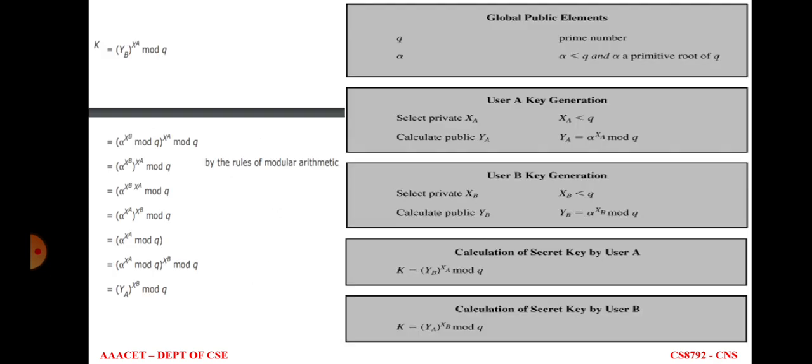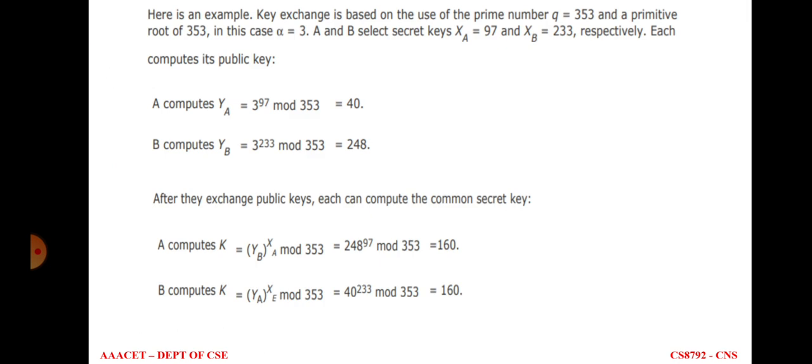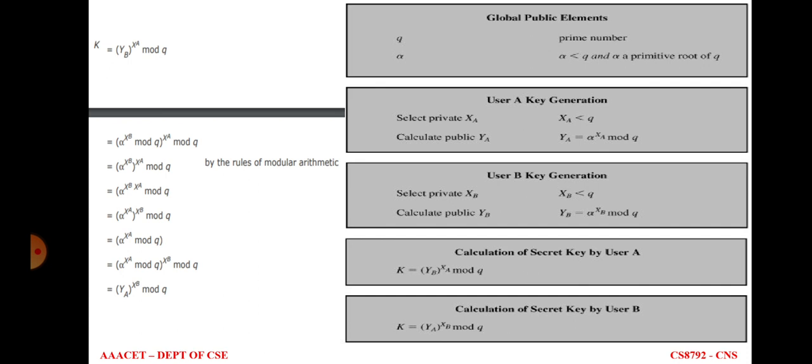Using these four values, we are going to calculate YA and YB by substituting the values in the formula. First, A computes YA equal to alpha power XA mod Q. Alpha is 3, XA is 97 and Q is 353. So the value YA is 40. Then B computes YB equal to alpha power XB mod Q. Alpha is 3 and XB is 233. So the result is 248. Now YA is 40, YB is 248, and the XA and XB values are known. From these values we can calculate the key value for user A and user B.